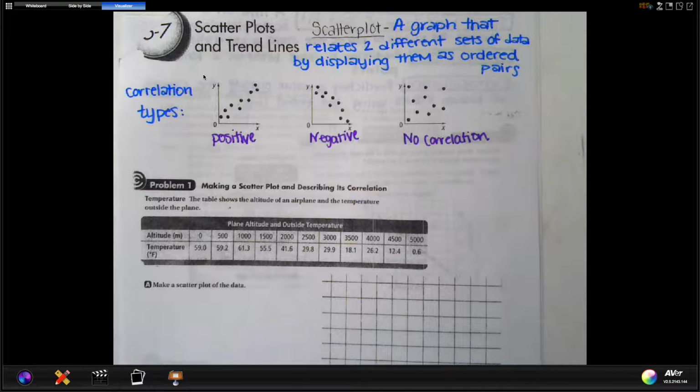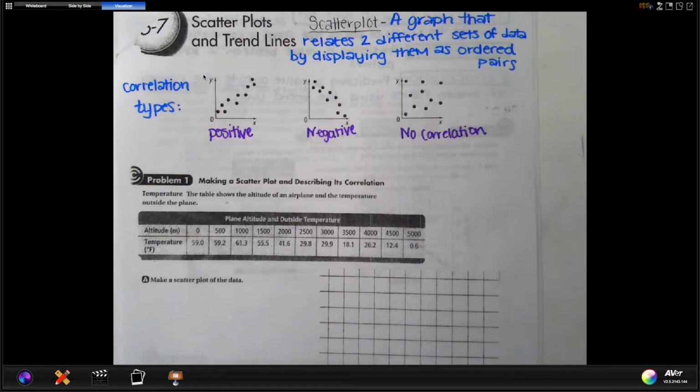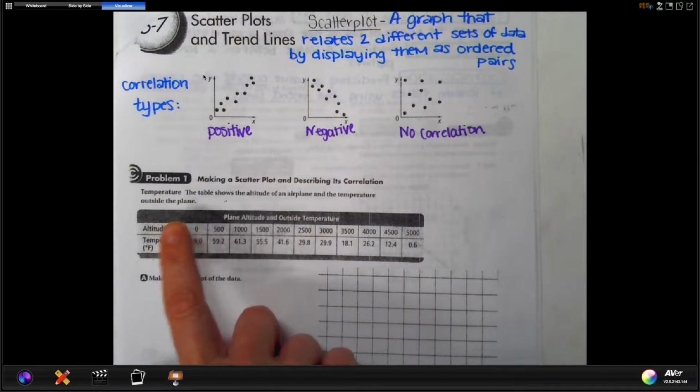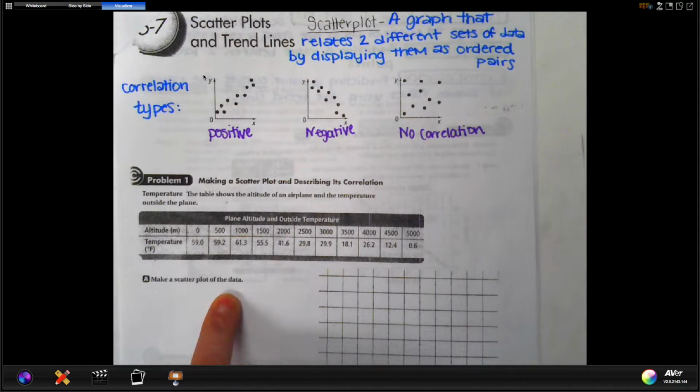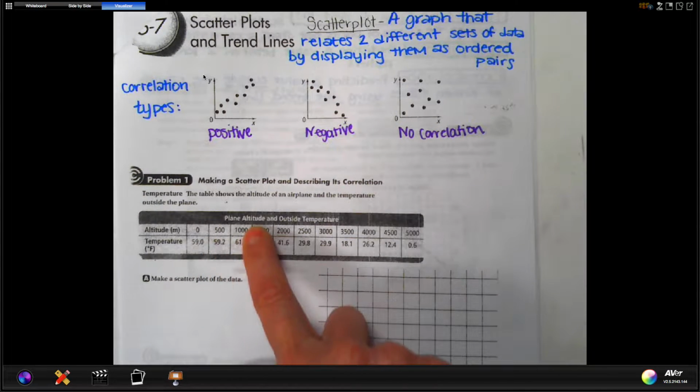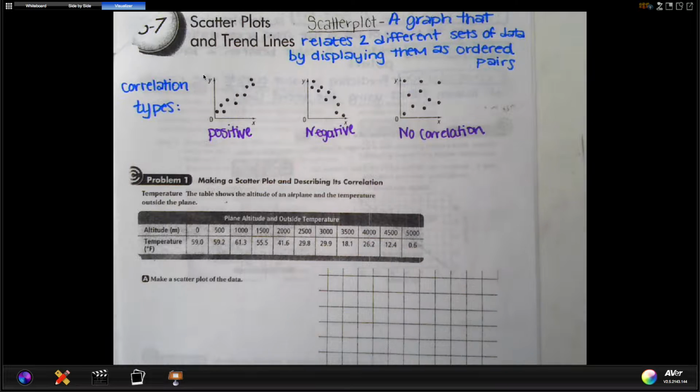And so we use scatter plots in math, in science, in business, in the real world all the time. So today we're going to start by making the scatter plot. If it asks you to make a scatter plot of data, what you've got to do is take a look at all your information. On this first one, it's talking about the plane altitude and the outside temperature.